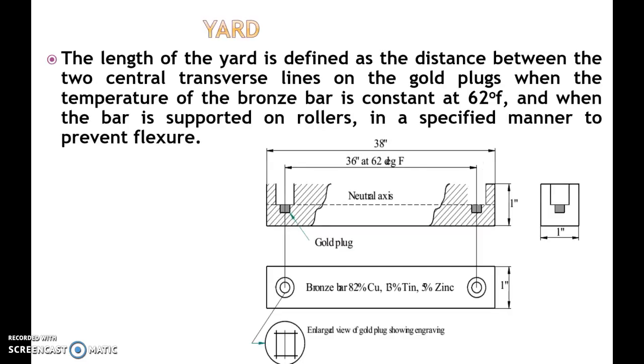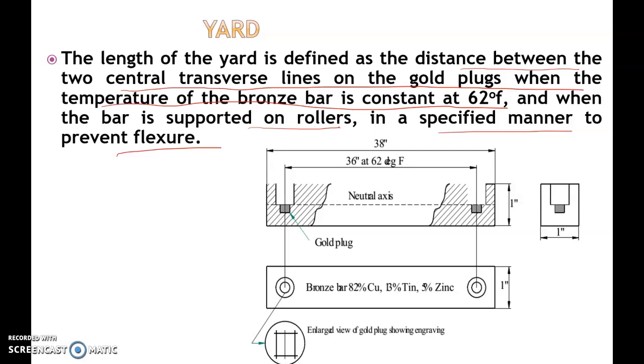1 yard is equal to 36 inches or 3 feet, and it is maintained by the distance between the two central transverse lines on the gold plugs when the temperature of the bronze bar is constant at 62 Fahrenheit. And this bar is supported on rollers in a specified manner to prevent fluctuation. So preserving the line standard is very difficult.